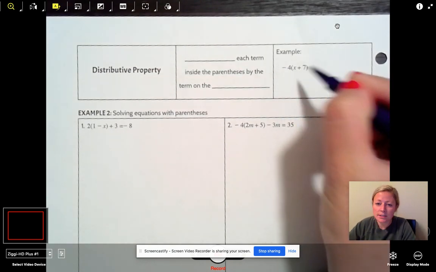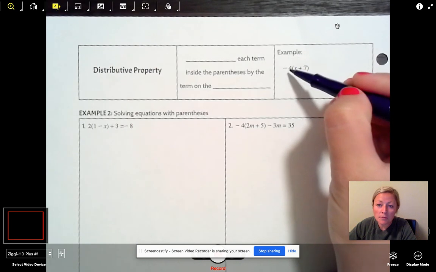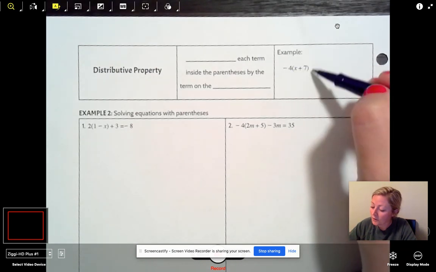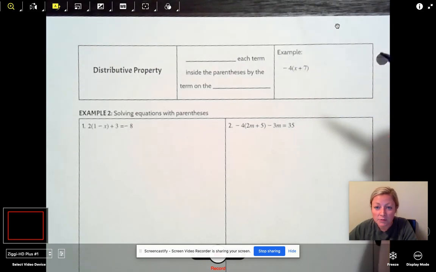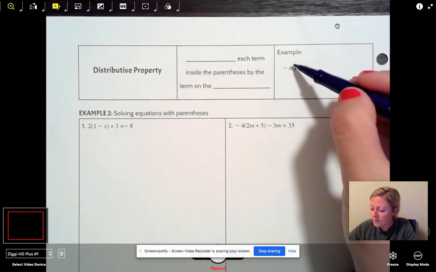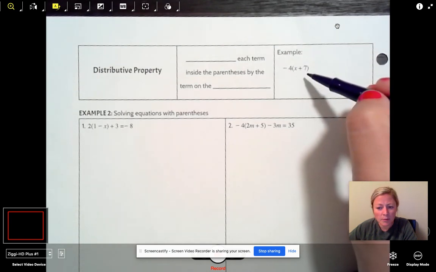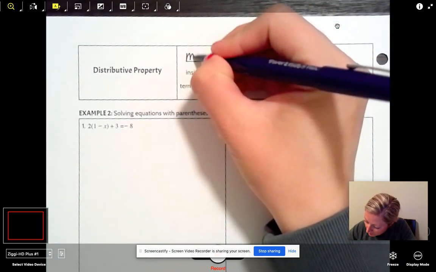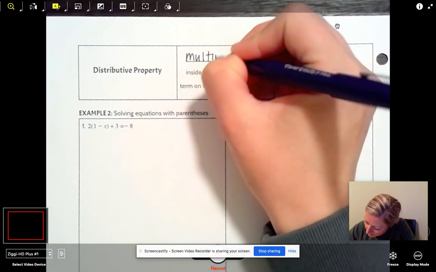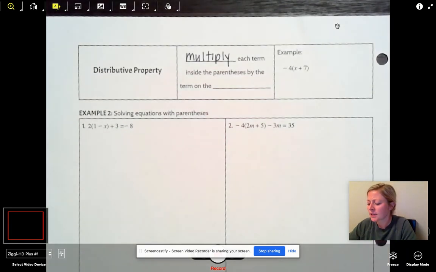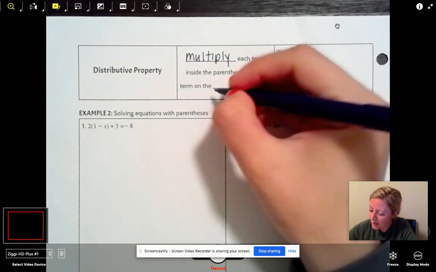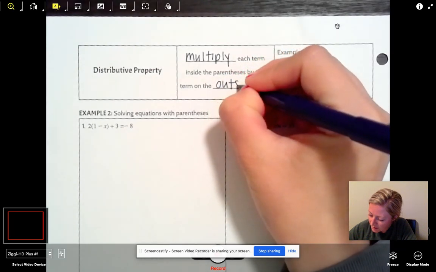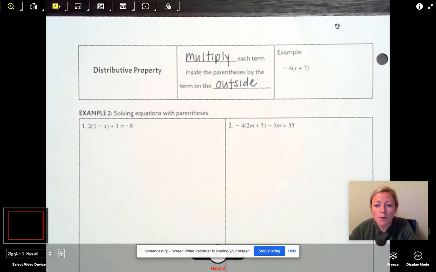Well, this is what it looks like. It's typically where there's a number out in front of parentheses, right? And we know that typically when we have a number out in front of a parentheses, we multiply. So what we do is we multiply each term inside the parentheses by the term on the outside. So what will that look like?